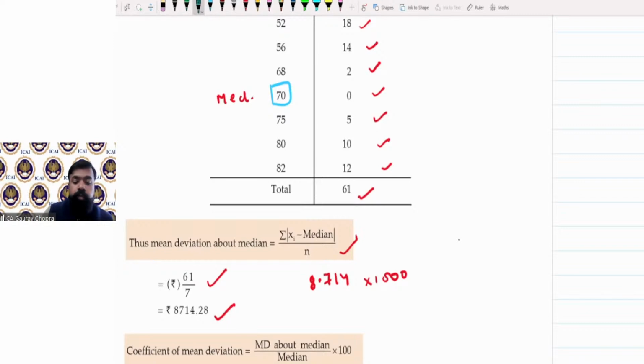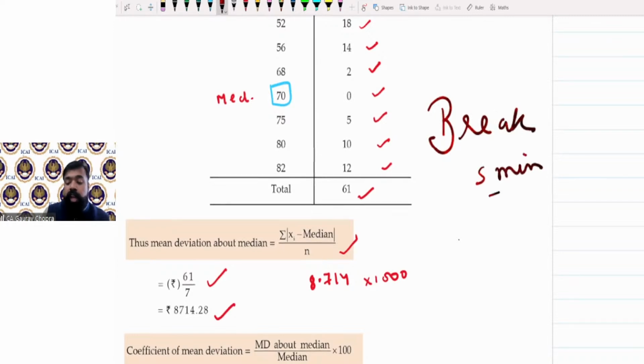Now, before moving forward, let's take a small break of 5 minutes and then we will be continuing. So, 5 minutes break.